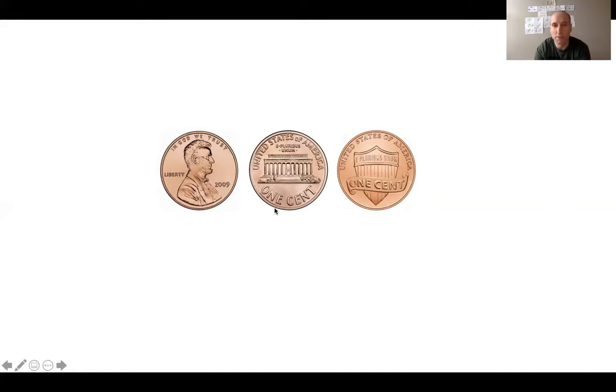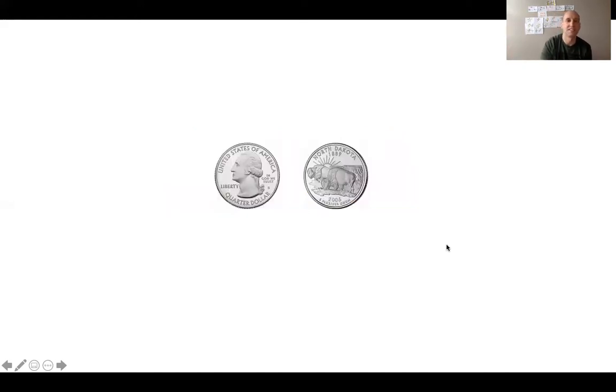Oh, another easy one, my second grade all-stars. See it right here. Big clues. We can tell because it's copper and it has Abraham Lincoln. It is the penny. And the penny is worth 1 cent. Good work. Cha-ching. All right, look at this one right here.